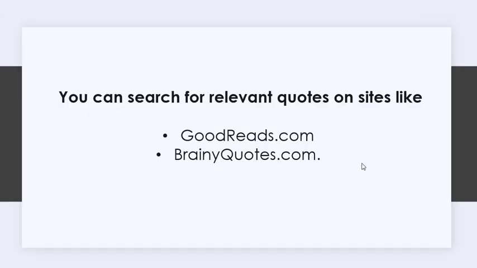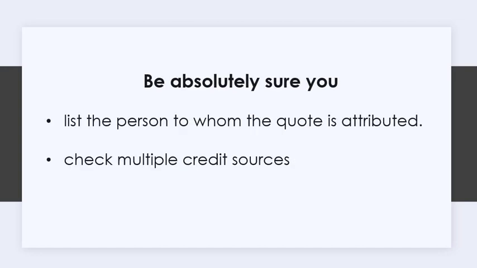You can search for relevant quotes on sites like goodreads.com and brainyquotes.com. Just like the tips, you can post quotes on an attention-getting graphic. Now, be absolutely sure you list the person to whom the quote is attributed. You'll also want to check multiple credit sources to make sure you attribute the quote to the correct person. Now, if you attribute it to the wrong person, you are likely to take a hit to your credibility.